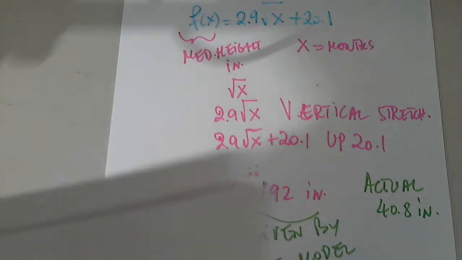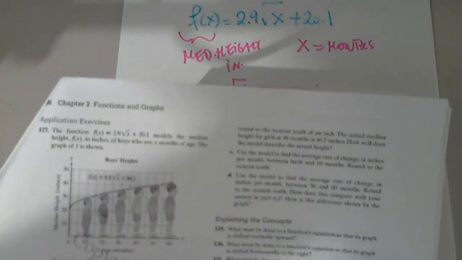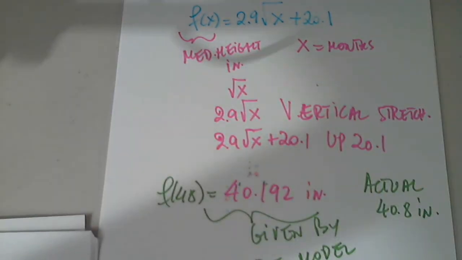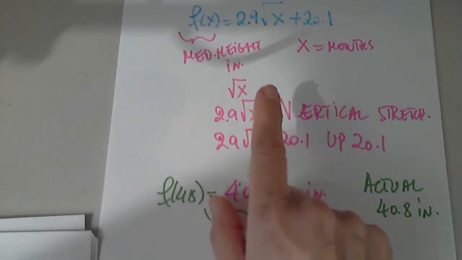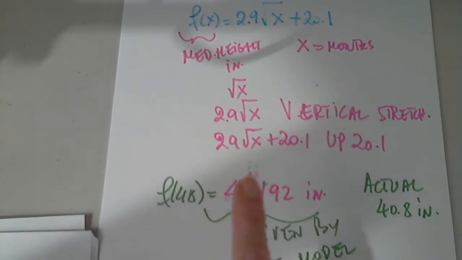The actual median height for boys at 48 months is 40.8. So this is given by the model, given by the function or the model that they fit. Actual is 40.8, yes. And the question is, how well does the model describe the actual height? Are you happy with the answer? The actual from the data set is 40.8, but from plugging in the model, we got 40.19.